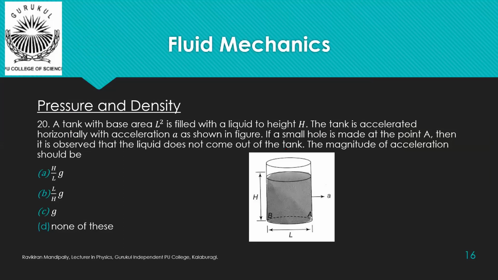Then next question, number 20. A tank with base area L square is filled with a liquid to a height h. The tank is accelerated horizontally with acceleration a as shown in the figure. If a small hole is made at point A, then it is observed that the liquid does not come out of the tank. The magnitude of acceleration should be, right here.